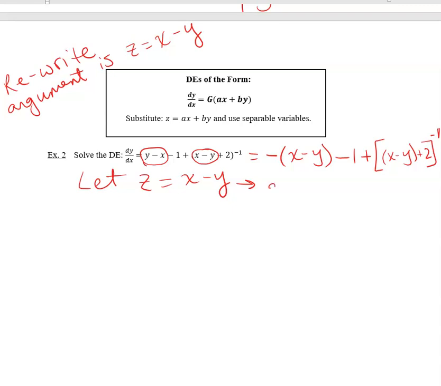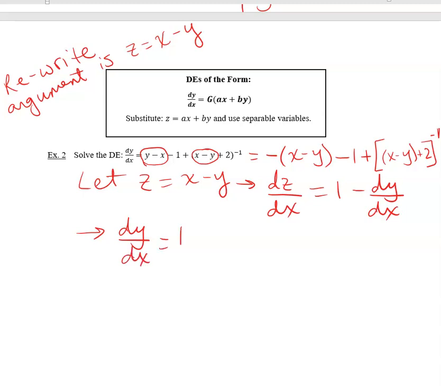Then I'm going to take the derivative of this in terms of x. So dz/dx becomes 1 minus dy/dx. And I want to rewrite my original differential equation in terms of z and x. So I'm going to solve this little equation here for dy/dx. So that means I have dy/dx equals 1 minus dz/dx.